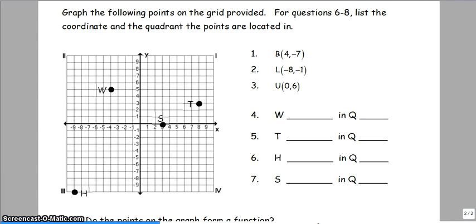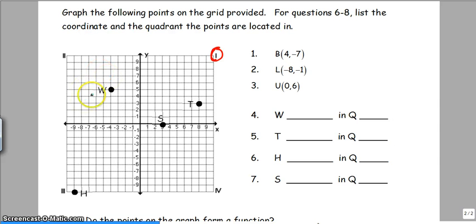Okay, so we're going to do a little bit of coordinate plane review. First things first, we have to identify quadrants. Our first quadrant, quadrant 1, is right up here. Positive x-axis, positive y-axis. This area here is my first quadrant.